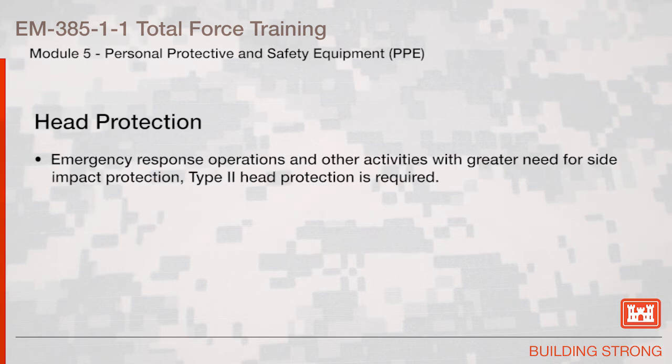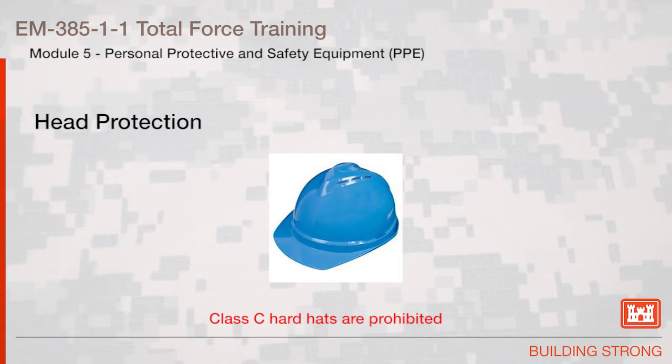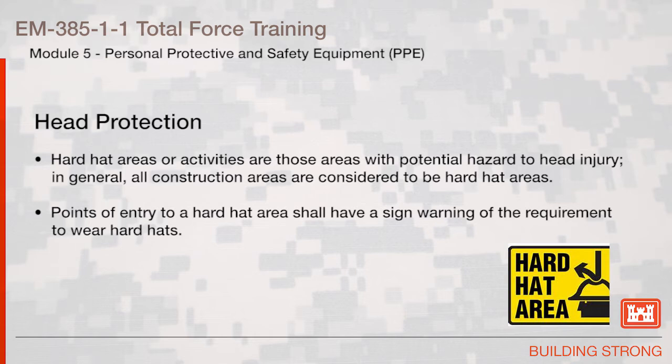For emergency response operations and other activities with greater need for side impact protection, Type 2 head protection is required. Class C hard hats are prohibited in accordance with this manual. Hard hat areas or activities are those areas with potential hazard to head injury. In general, all construction areas are considered hard hat areas. Points of entry to a hard hat area shall have a sign warning of the requirement to wear hard hats.